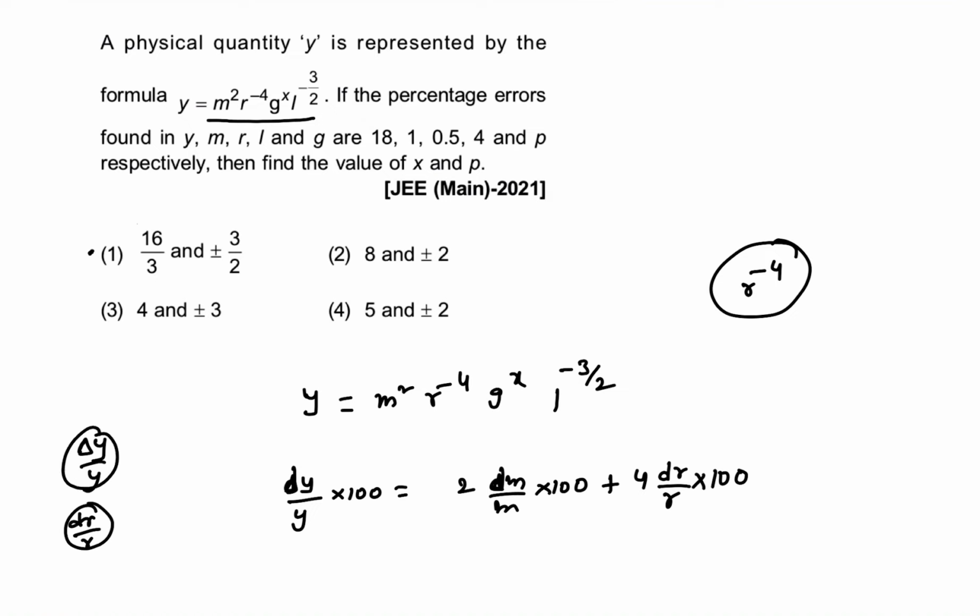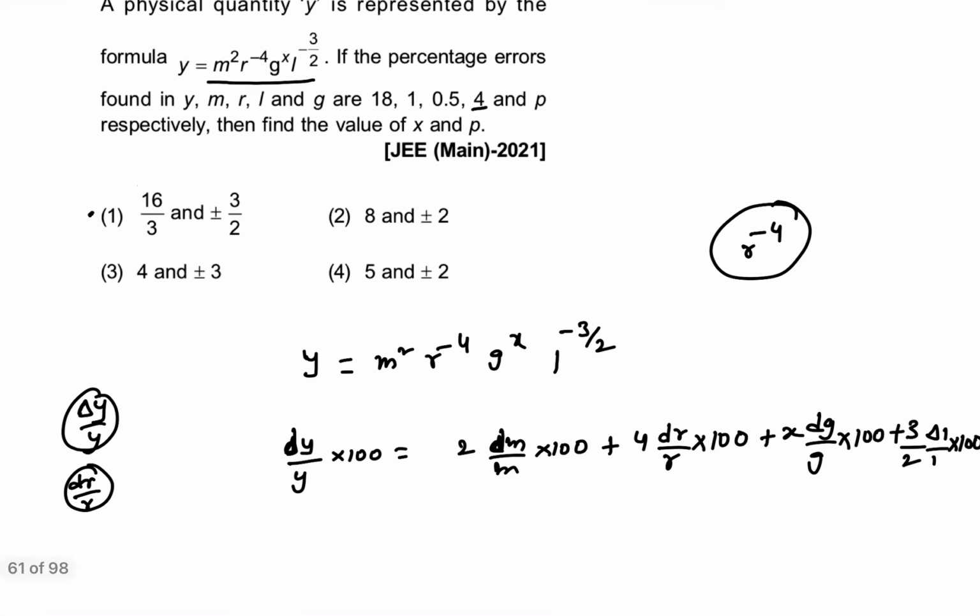I am writing dr by r only, instead of delta y by y. You can use dr by r or delta y by y also. The reason is that the errors are small values only. Okay, 4 into delta r by r into 100, plus x into delta g by g into 100, and plus 3 by 2 into delta l by l into 100.